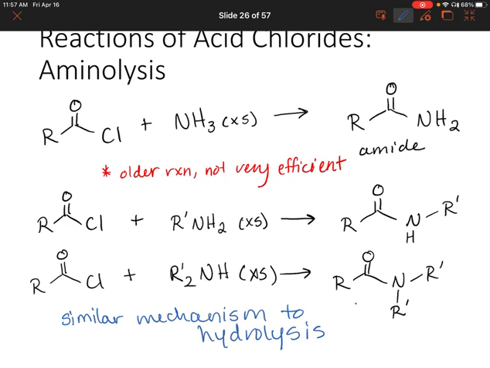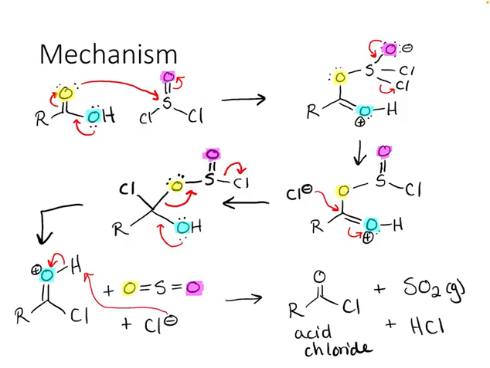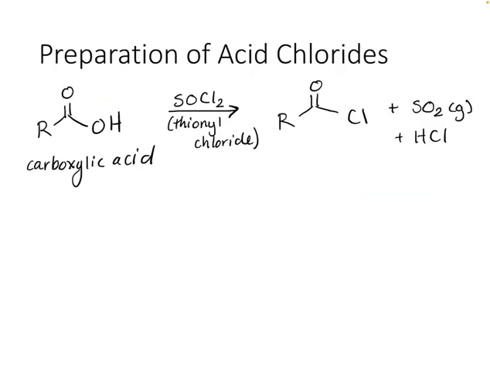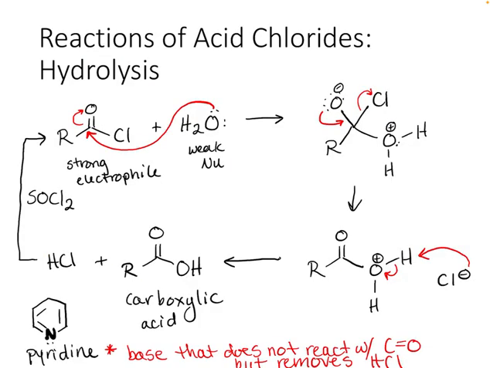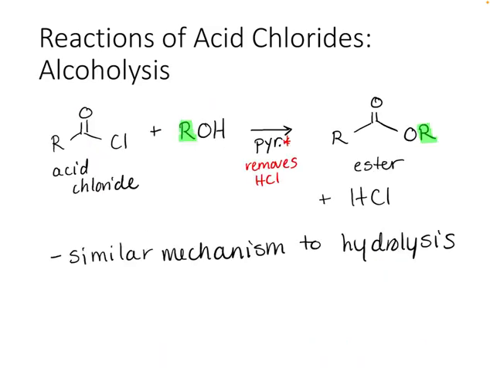Okay, so I think we'll stop there today. So far we have learned how to prepare acid chlorides, which is one of the derivatives for carboxylic acids. So we just use thionyl chloride. We also learned the mechanism for that reaction. We learned that once we have an acid chloride, we could turn that into a carboxylic acid using hydrolysis. And then we looked at the mechanism for that.